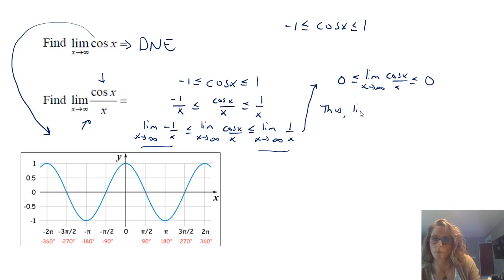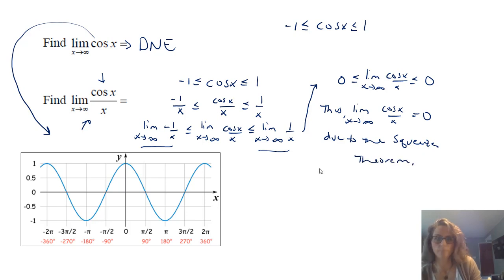Thus, limit as x goes to infinity of cosine x over x equals 0 due to the squeeze theorem. Okay. So I'll put it over here as well. But that's a place where we might use a limit to infinity, but with the squeeze theorem.